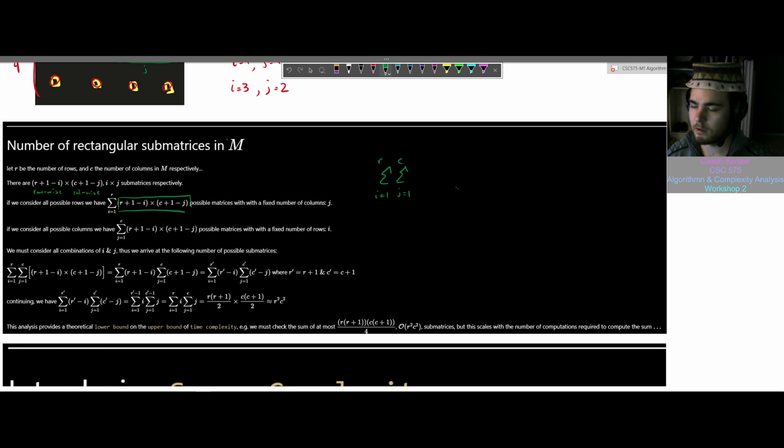So in doing this, I would first consider 1 by 1 submatrices, then 1 by 2 up until 1 by c. Go on, consider 2 by 1, 2 by 2 up until 2 by c. And to continue on the other way, I would eventually get to the case where I'm looking at r by 1, r by 2, and r by c. So in doing this, we consider all possible dimensions, and for each dimension, what we're summing is the number of those submatrices.